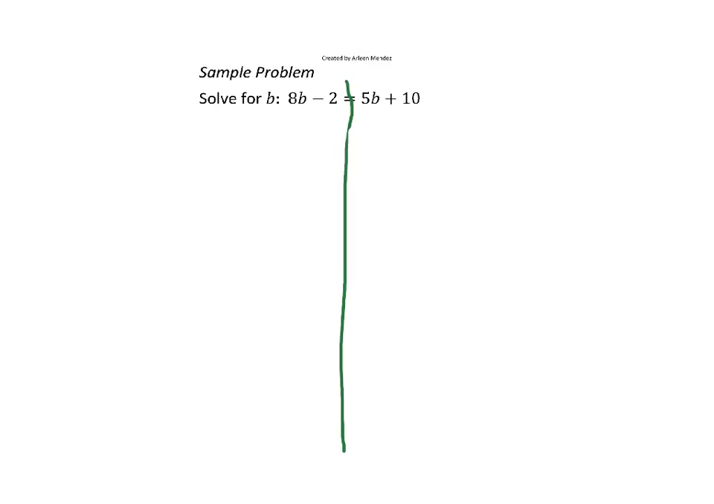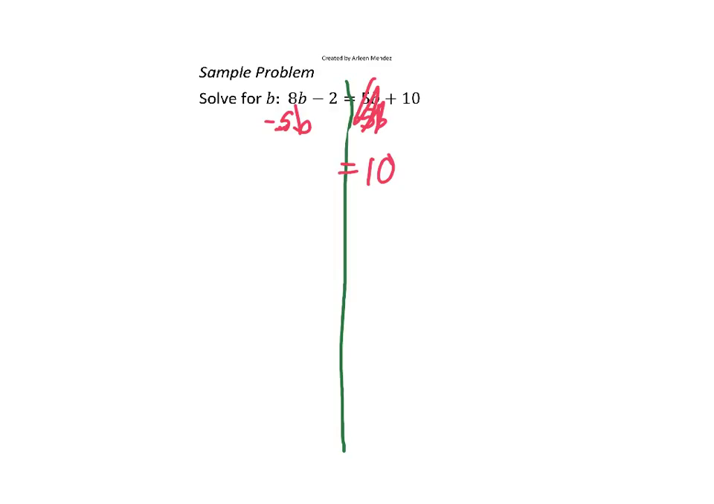All right, so what is the opposite of a positive 5b? How do you cancel that out? We subtract 5b from both sides. When you do that, it'll cancel out from this side. It'll leave us with just positive 10 on this side.